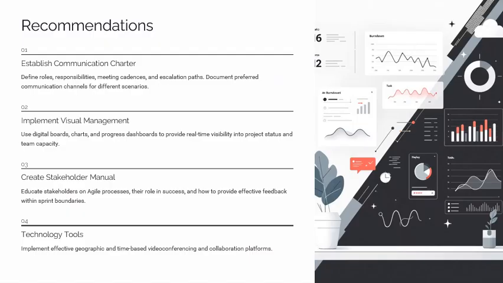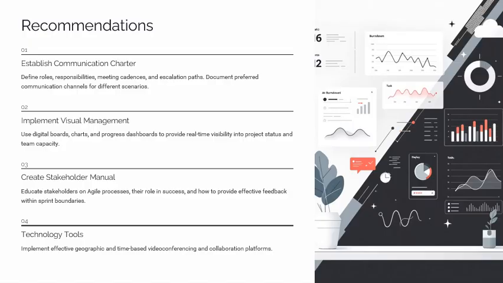As recommendations that we can consider to have agile communication during the project, the first one is to establish a communication charter. We can use a charter to define roles, responsibilities, meeting cadences, and all the escalation paths. Documenting preferred communication channels for different scenarios will help with this.